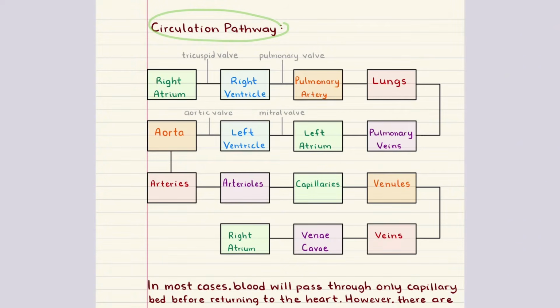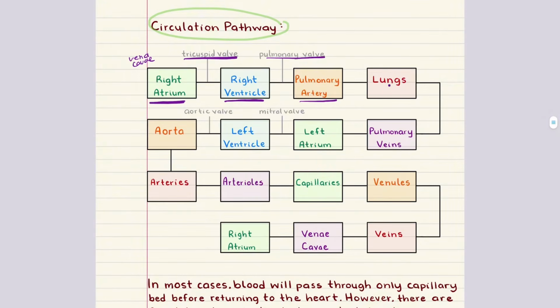We're going to start at the right atrium, where blood returning from the body enters the heart through the superior and inferior vena cava. From there, blood passes through the tricuspid valve into the right ventricle. When the right ventricle contracts, blood is pushed through the pulmonary valve into the pulmonary artery, which carries it to the lungs. This is where gas exchange happens.